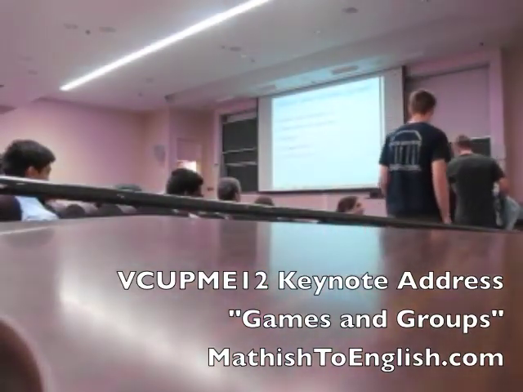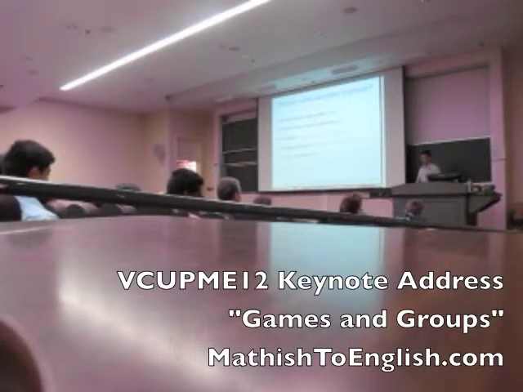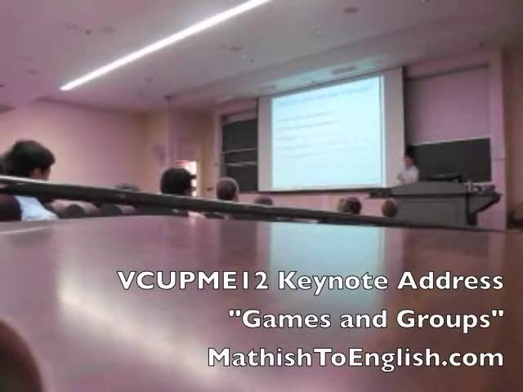If I had 3 elements, you can check that there are 6 different functions that satisfy these conditions. So this gives me a group, and I'll call this the symmetric group on X. I'll probably call it that again later.